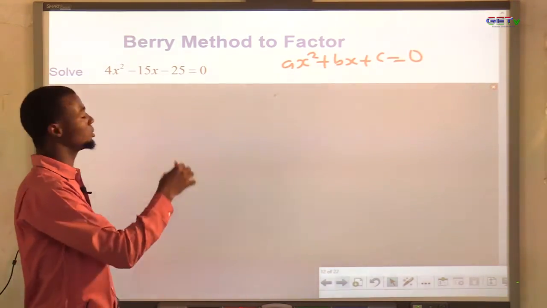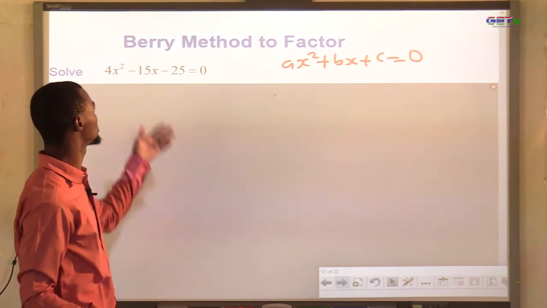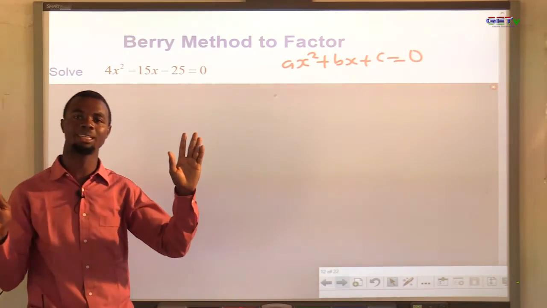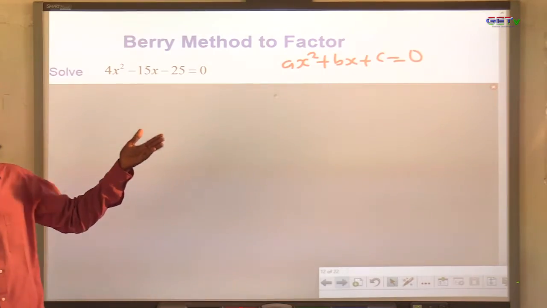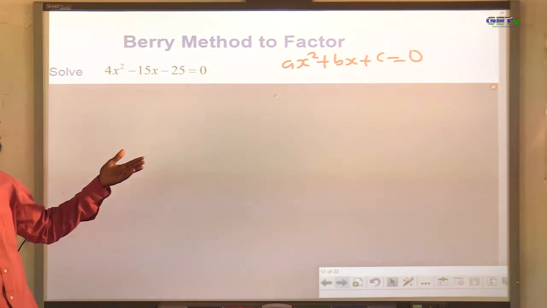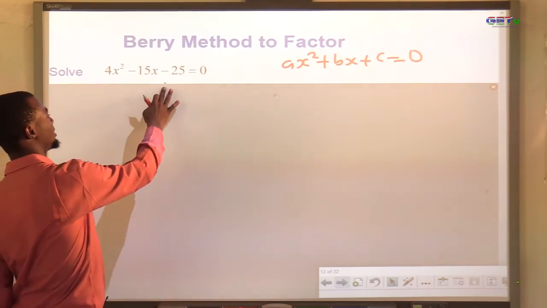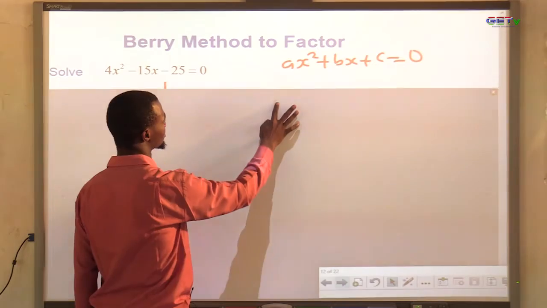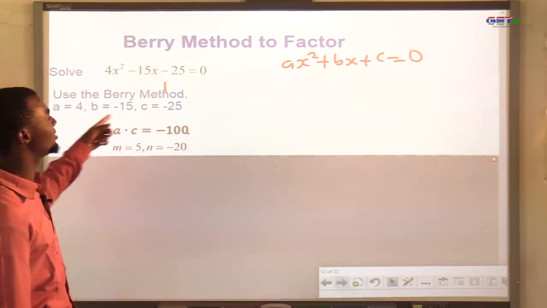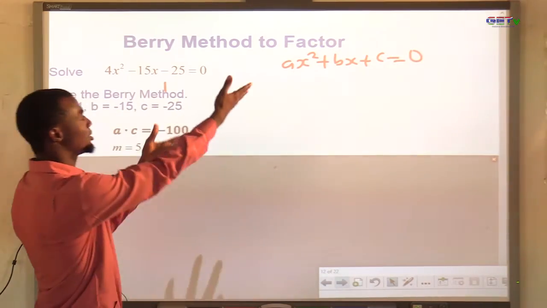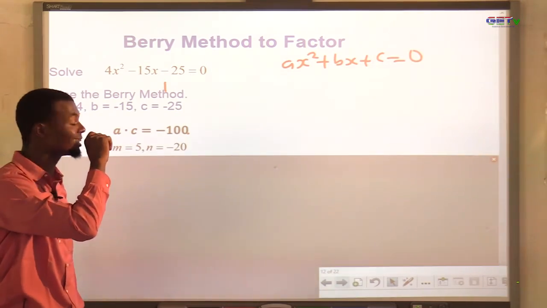Now what you will do, you apply the Berry method. The same procedures that we learned previously is what we apply to solve this. First, we look at whether it is in standard form. Is it in the form of ax squared plus bx plus c? Yes, by looking you can tell it is in standard form. Now we go to the next level. So we find the values: a is 4, b is negative 15, and c is negative 25.